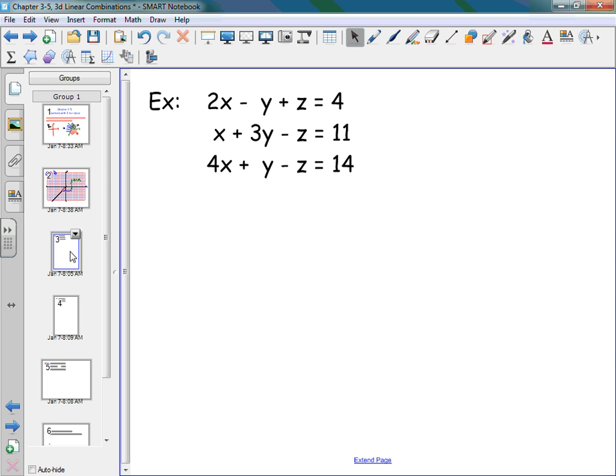So the first thing we're going to do is do this by elimination. When you do this by elimination, the first thing we did is we looked at all the coefficients on the x's, remember? And we found the least common multiple. So if we look at all my coefficients on my x's, I have 2, 1, and 4. What's my least common multiple of my x's? 4. So this is going to be plus or minus 4.